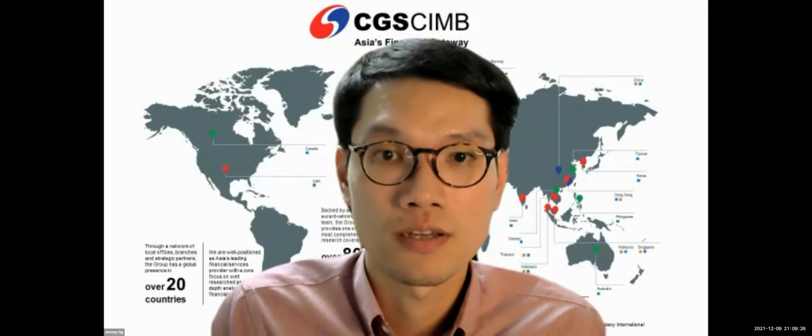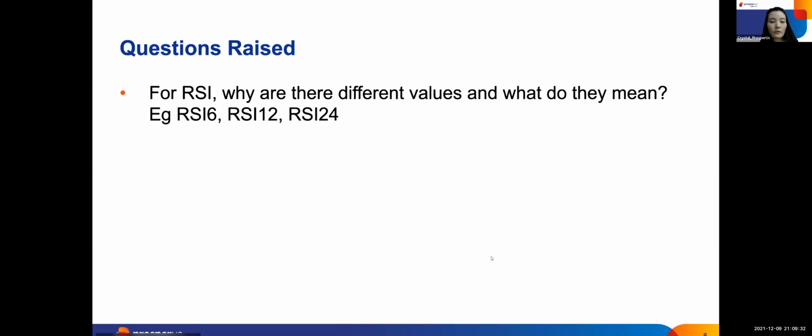Okay, thanks, Jeremy. Let's take a look at the next question. For RSI, why are there different values and what do they mean? For example, RSI 6, 12, and 24.